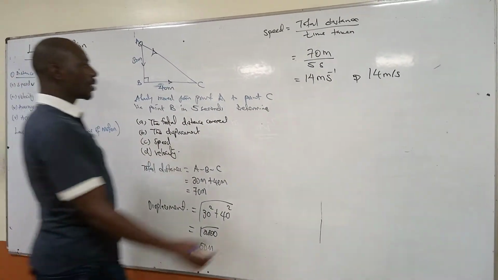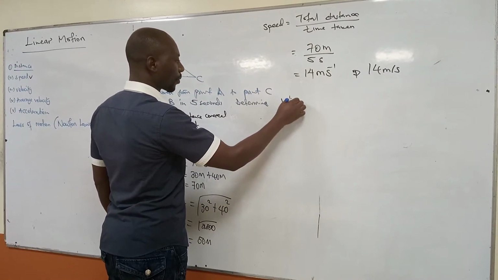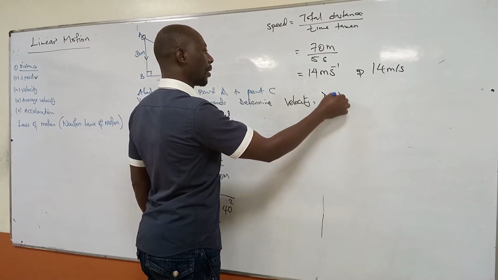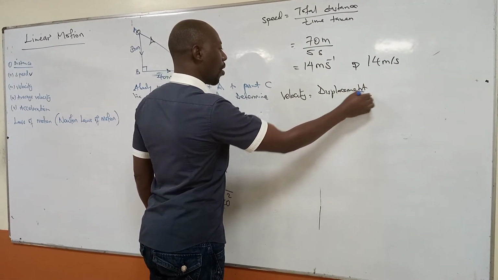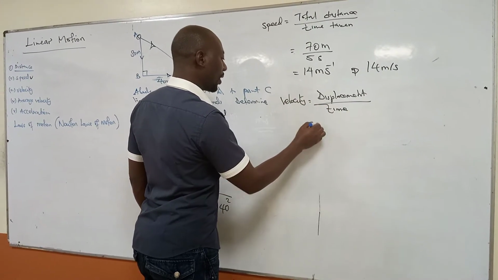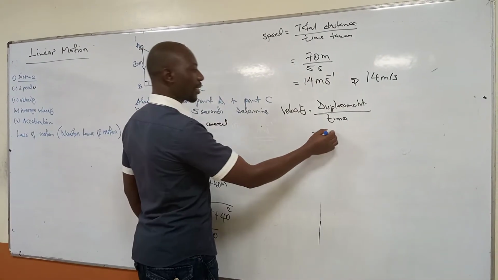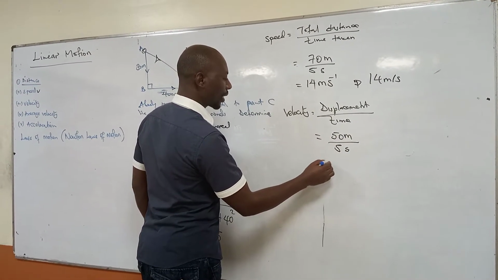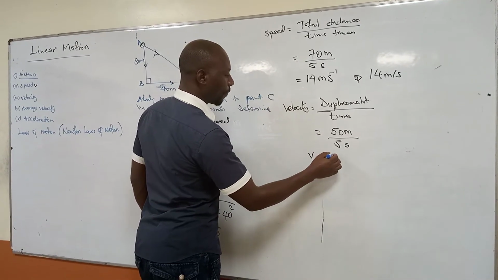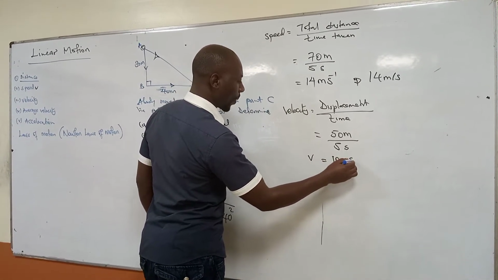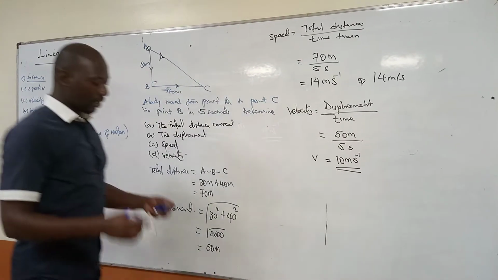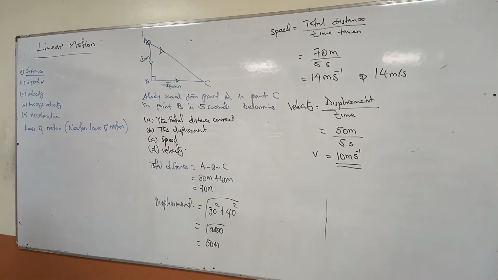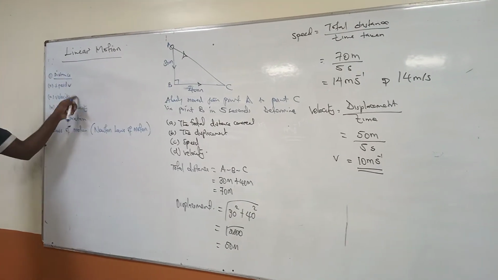The next one is the velocity. Velocity is displacement over time. And our displacement we have found to be 50 meters. You divide by time, which is 5 seconds. So you get our velocity to be 10 meters per second. So we've seen the first 3 terms that associate with the linear motion, that's distance, speed, and velocity.